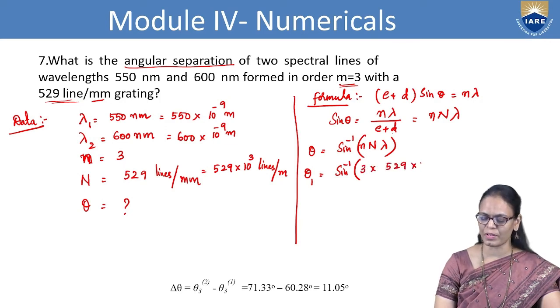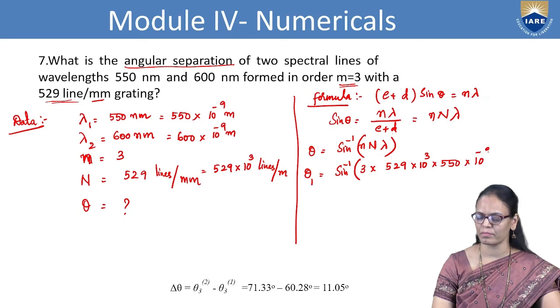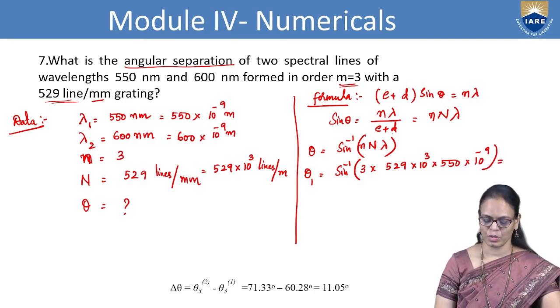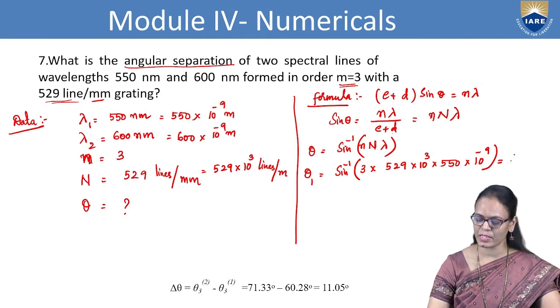529 into 10 power 3 into 550 into 10 power minus 9. We'll get theta 1. That is 60.28 degrees.